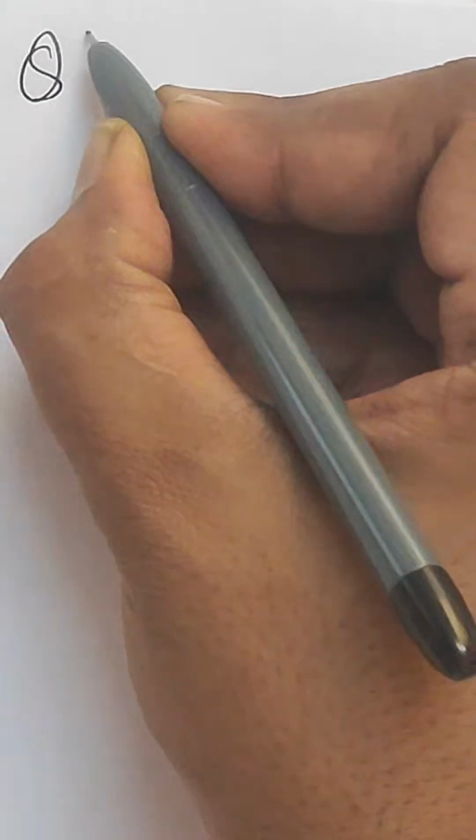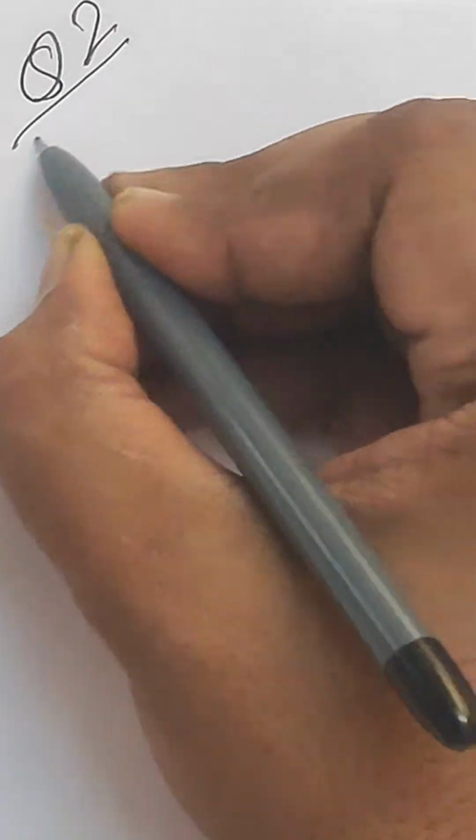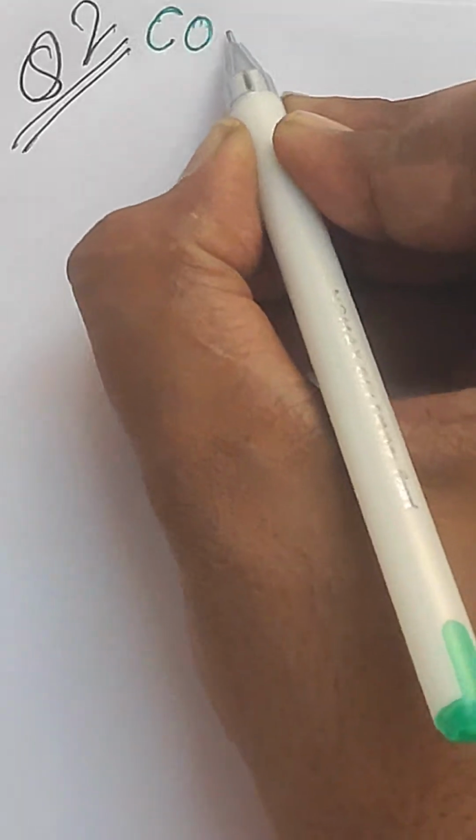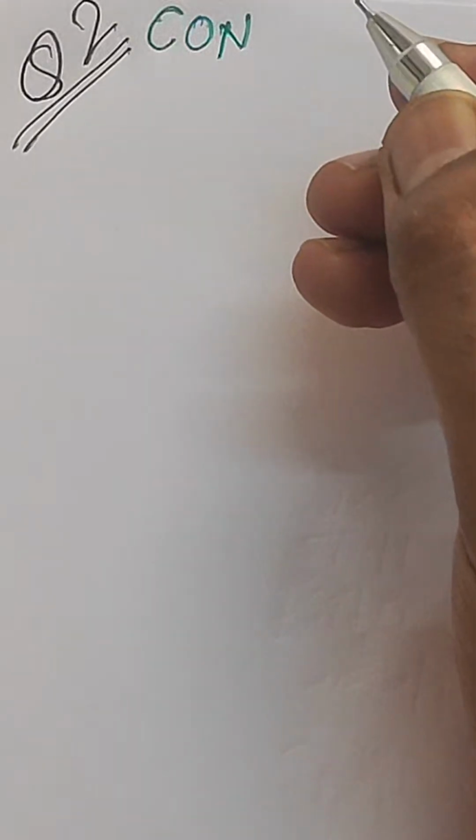This is the second question. What is the second question? The second question is that a convex mirror produces a magnification of 1 by 2 when an object is placed at a distance of 60 centimeter from it. So first of all, let's see the data given in the question.